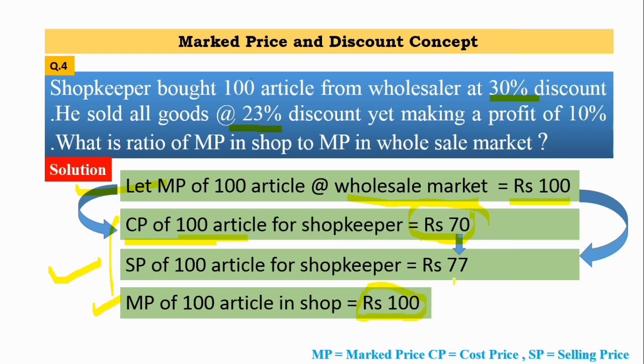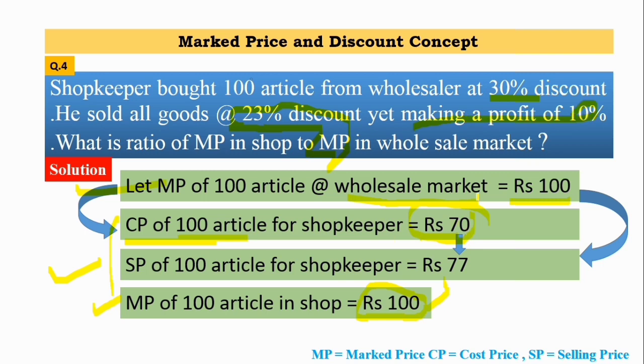After that, the 23% discount he applies while selling the article. So that's why I have written here 77, that is 100 minus 23, which is 77. Here I get the selling price of 100 articles. In the question it is given that after giving the 23% discount he gets a profit of 10%.